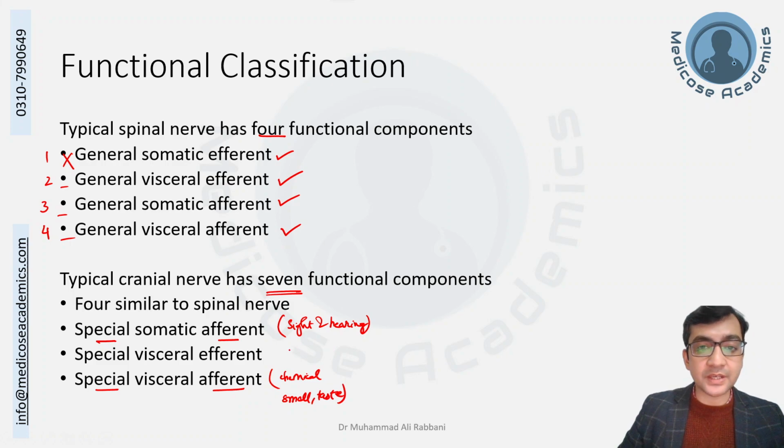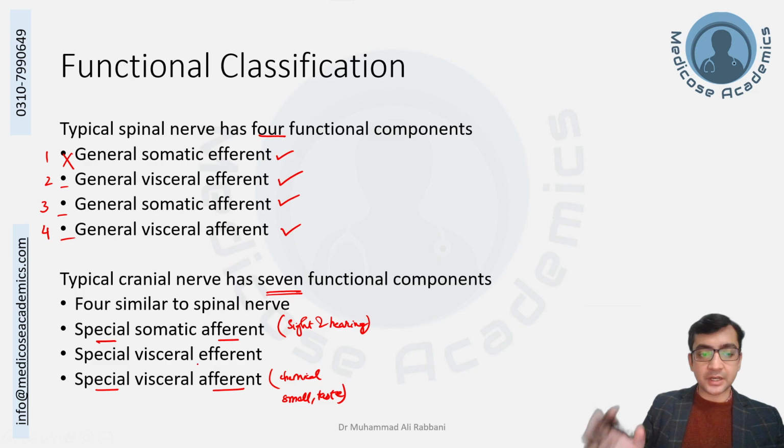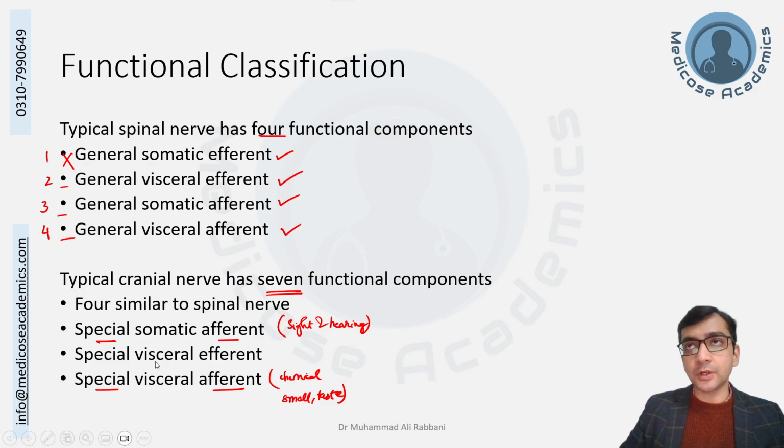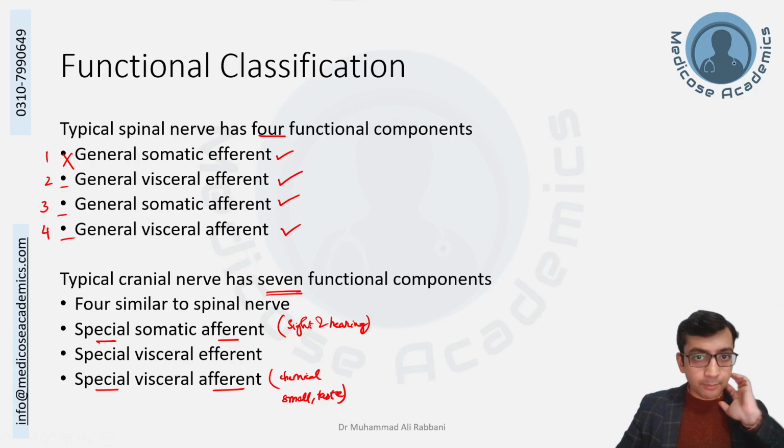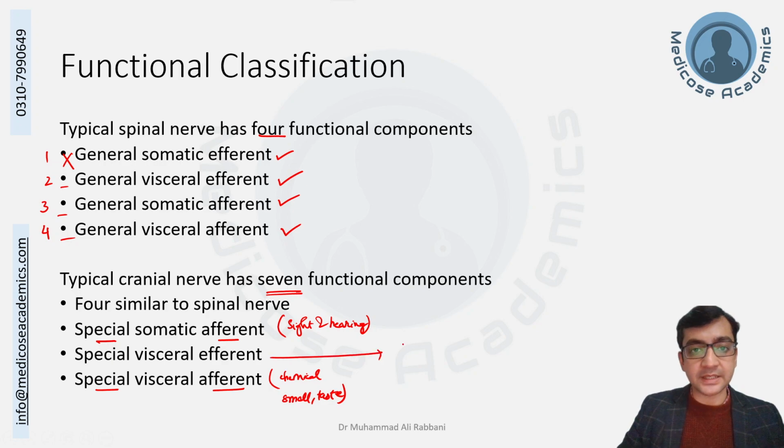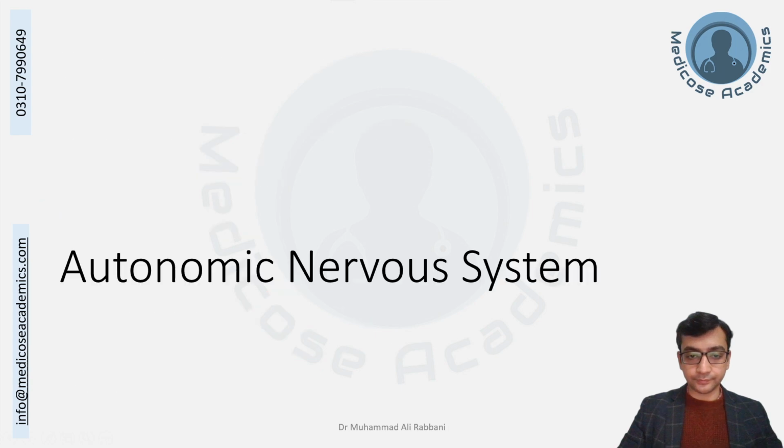Then we are left with special visceral efferent. It will be a little difficult to understand the first time. As we move along in the subject of embryology and discuss the origin of different muscles, there are the muscles in the head and neck region that originate from the pharyngeal arches. The supply of those muscles is called special visceral efferent.